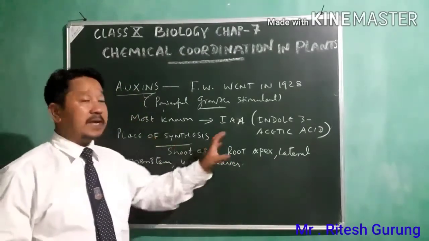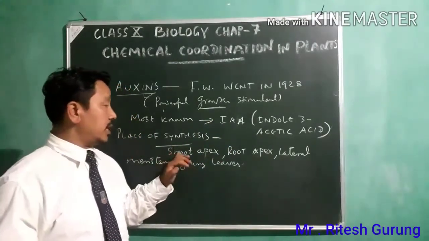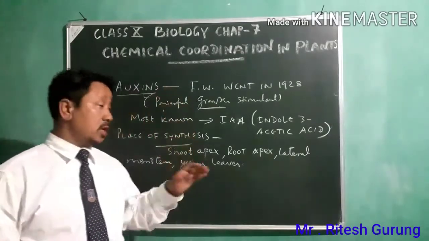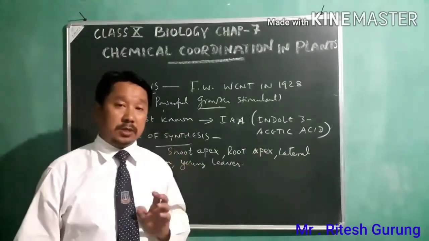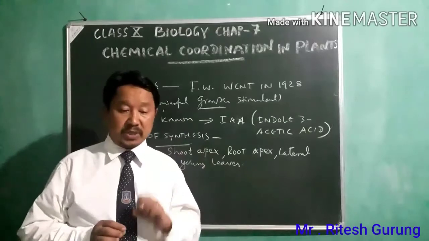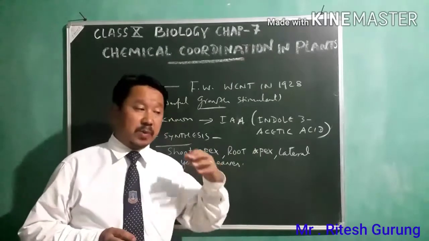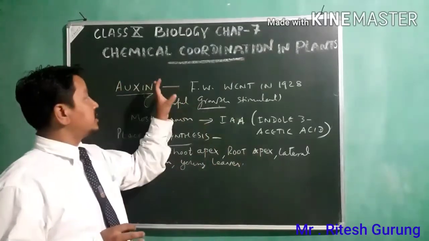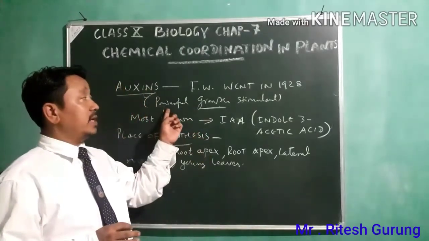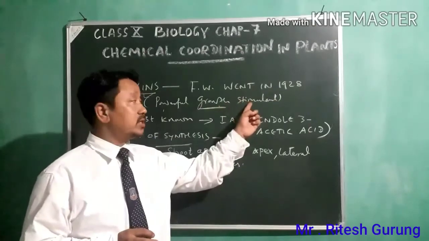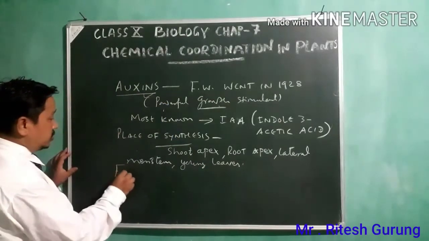So these are the places where you see the auxins being produced: the shoot apex at the tip of the shoot, the tip of the root, also in the lateral meristem, and also in the young leaves. So in all the young regions where the meristematic cells are there, having the power of division, this auxin hormone is present, because this hormone is a very powerful growth stimulant which stimulates the growth.